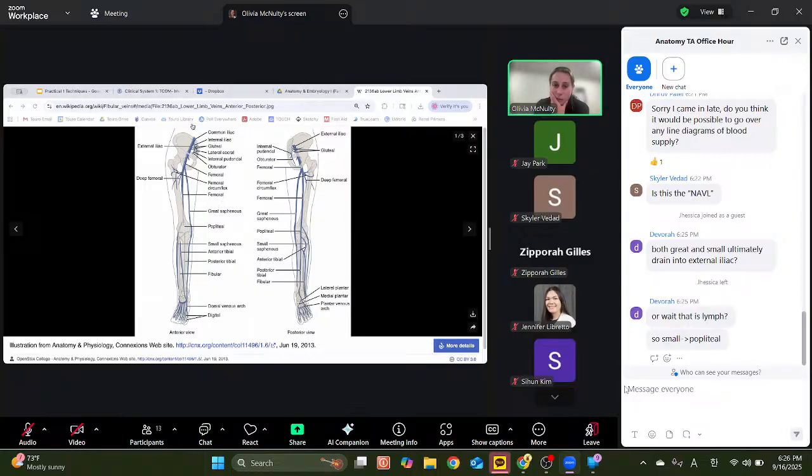So small goes into popliteal. Yeah, your small saphenous vein is going to dump into your popliteal first. You can see it there because it's running posterior, but your popliteal goes into your femoral and then your femoral into your iliacs. So it all backs one onto the other, but yes.